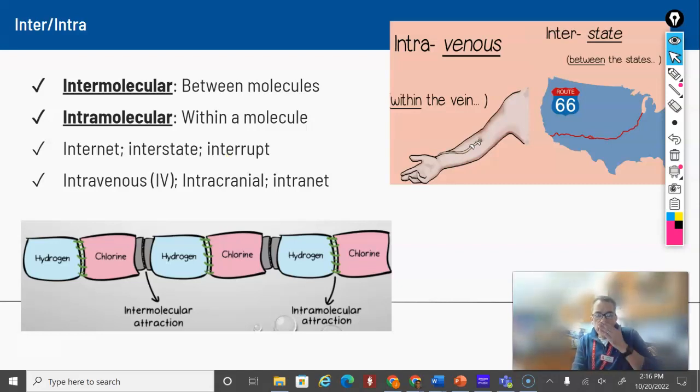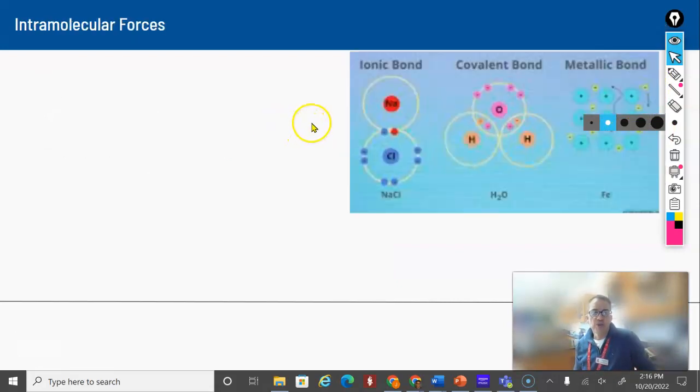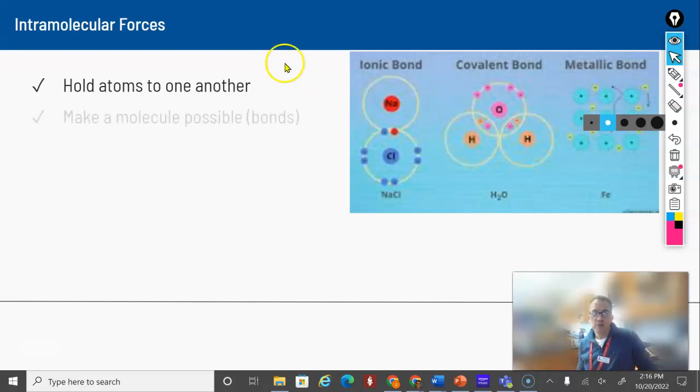Okay. So we're going to look at a bunch of examples. So very vocabulary laden with what we're going over today. So we're going to start with intramolecular forces. This is some of the things we've already been talking about up to this point. These are the things that actually hold atoms together. So they hold an atom to one another. This is what's going to make compounds. This is what's going to make molecules.